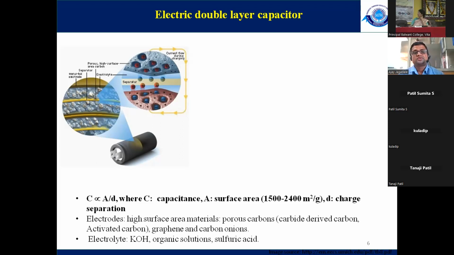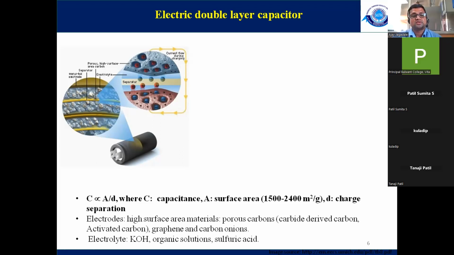If you look at this formula, capacitance is proportional to area and inversely proportional to the separation between charges, right? So in a supercapacitor, this A is made very high. The area of the electrode material is in the range of 1500 to 2400 square meters per gram. That's why the capacitance of a normal supercapacitor is huge compared to the capacitance of an electrostatic capacitor.